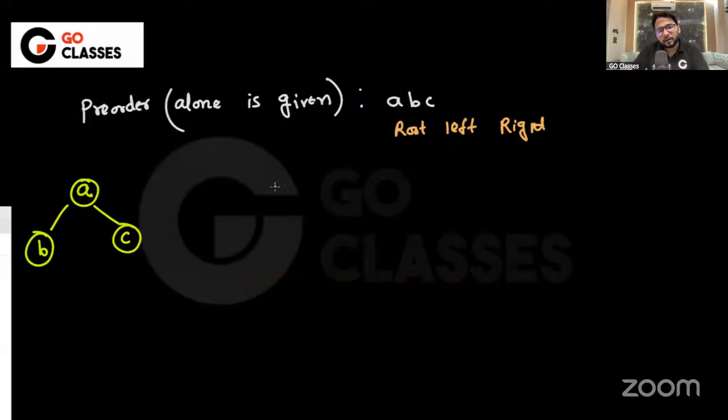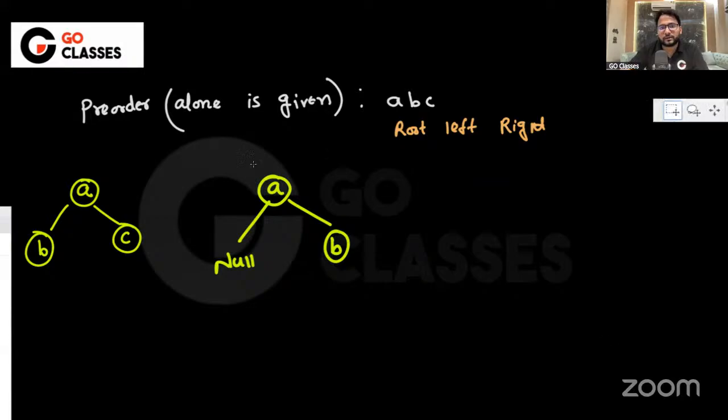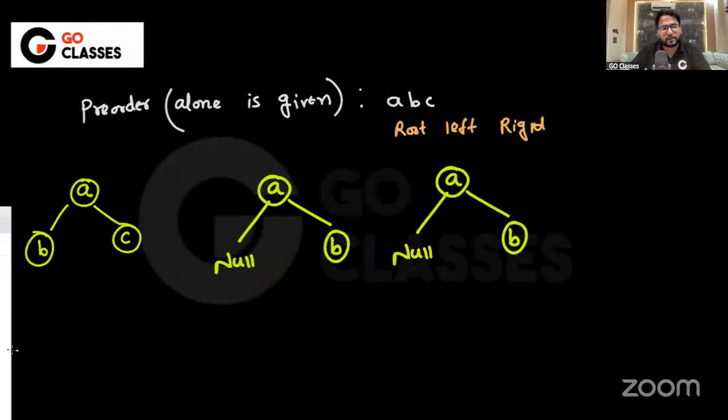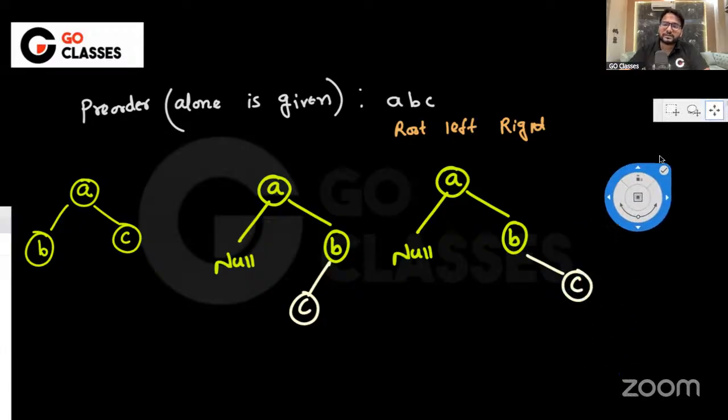Now there are multiple pre-orders possible. What is that? A is there, on the left there is nothing. Let me write null just for the sake of simplicity. On the right this could be BC. Now again for the BC there are two ways to basically make the C. So one is you can write the C on the left, or you can write C on the right. For all of these three you will be getting the same pre-order.